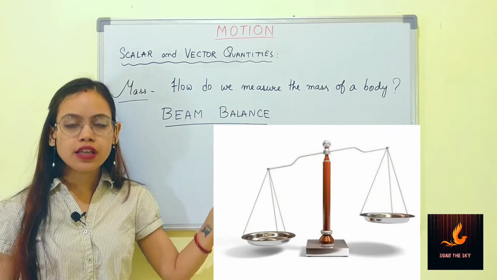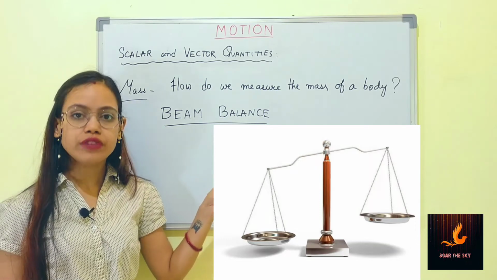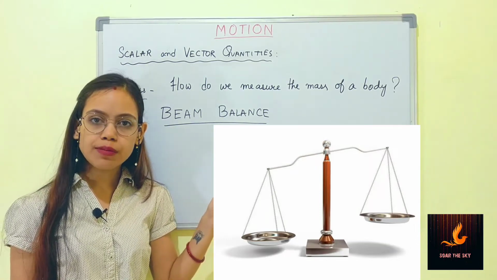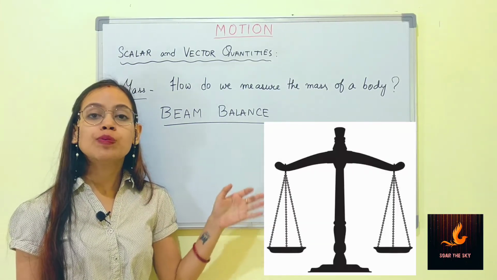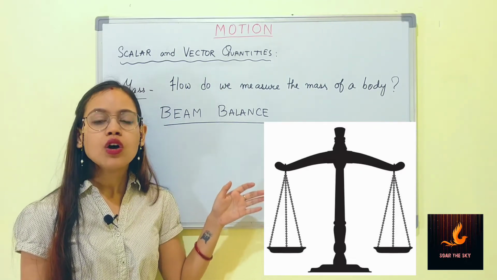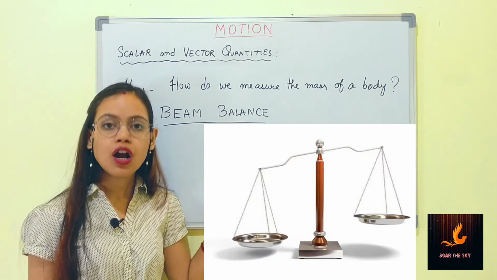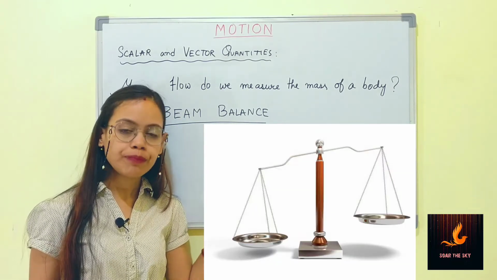If you can see in the beam balance, there is a horizontal metal rod which is supported by a vertical metal rod, and there are 2 pans on either side of the horizontal rod which is suspended with the help of a metal wire and with a hook.